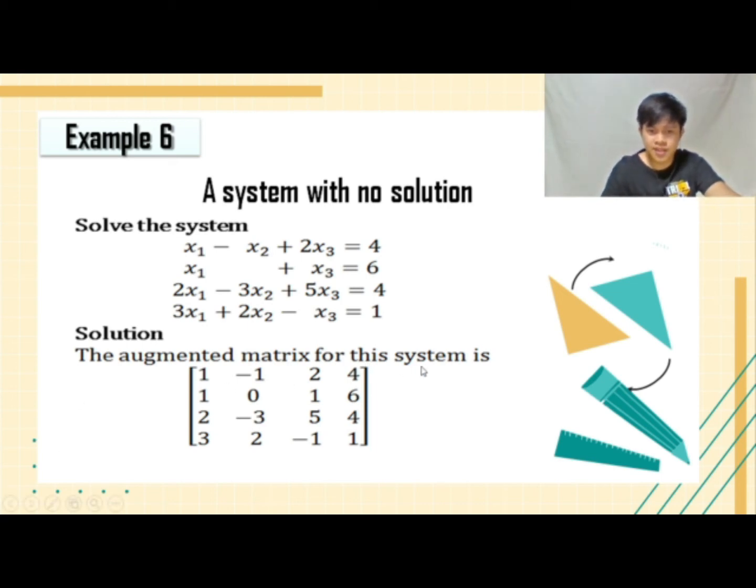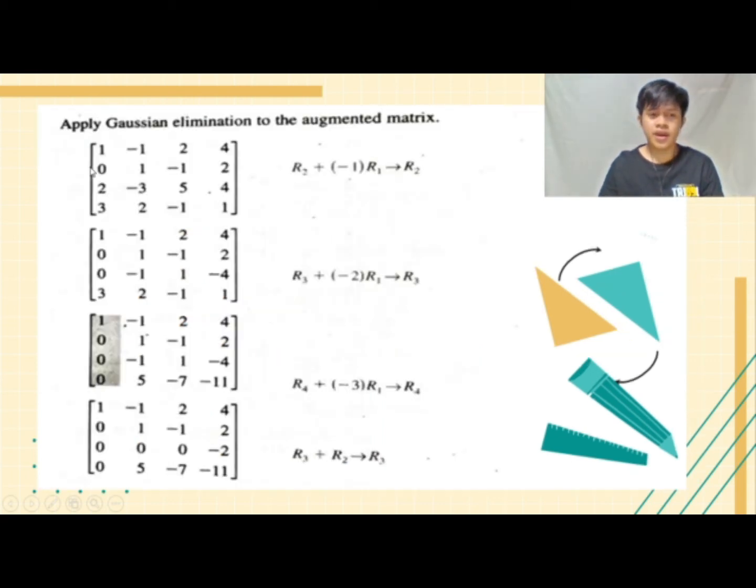So, the augmented matrix for the system is: x of 1 is equivalent to 1, negative 1, and 2 is equal to 4. Since this is missing the x of 2, we're going to write 0. x of 3 is equal to 1, is equal to 6. Then 2, negative 3, positive 5, and 4, 3, positive 2, minus x of 3 is equal to negative 1, is equal to 1. So we are here now in apply Gaussian elimination to the augmented matrix.